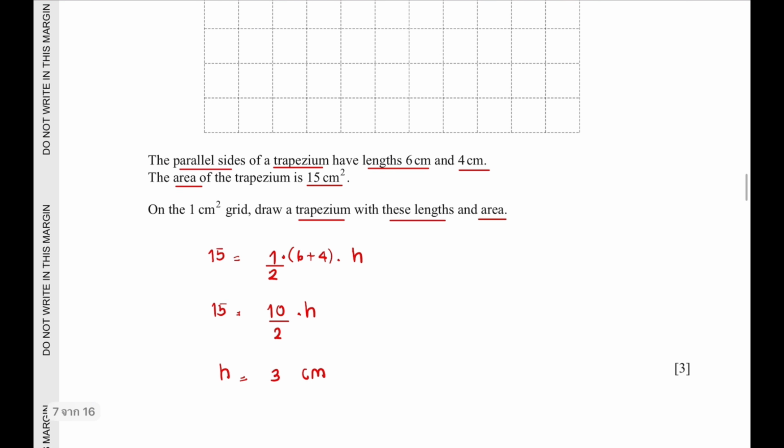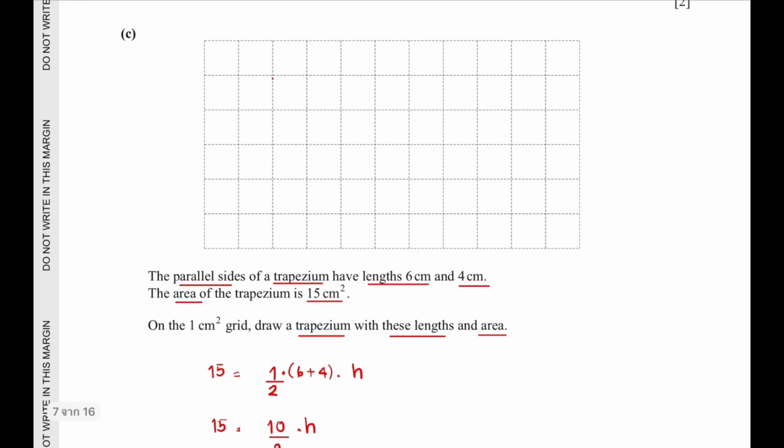So we have parallel sides of 6 and 4, right? And height is 3. So 1, 2, 3. This is the height. And then 1, 2, 3, 4, 5, 6. And then 4. 1, 2, 3, 4. And then this one. So this is 3 cm. This one is 6 cm. And this is 4 cm.